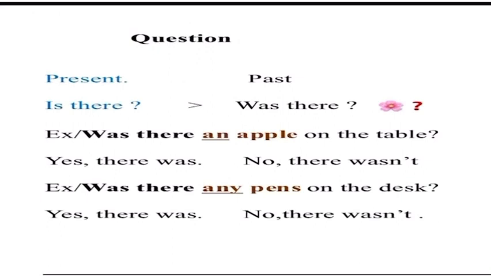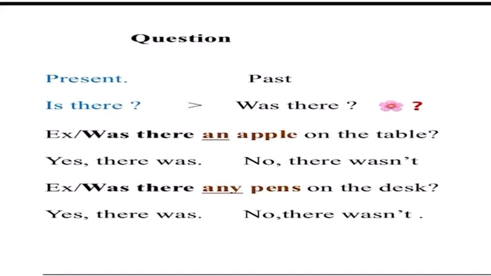Then the question form. With was there and were there, we only change the place of was and there. We will say, was there an apple on the table? Yes, there was. No, there wasn't. As we ask with something, we will answer with the same. Was there any pens on the desk? Yes, there was. No, there wasn't.